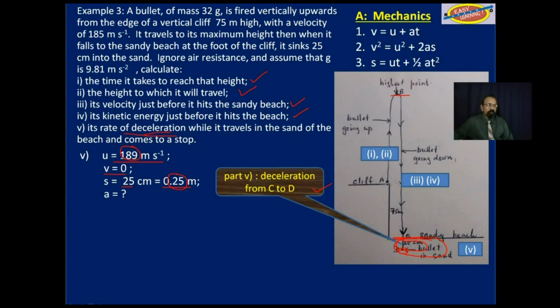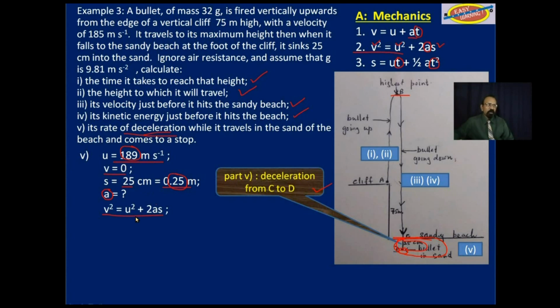So what do we want to find? We want to find A. Let's look at the formulas that we have. We have A here, but we don't know T, so let's pass that one. This one has an A here. We know U, we know V, and we know S. So we can use that. This other one has a T in it. So we are left with formula 2. V squared is equal to U squared plus 2AS.